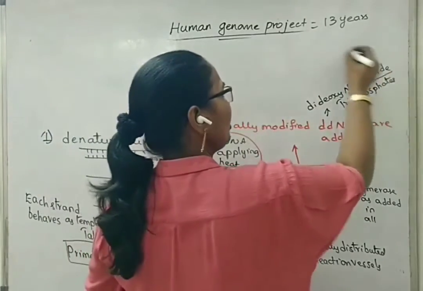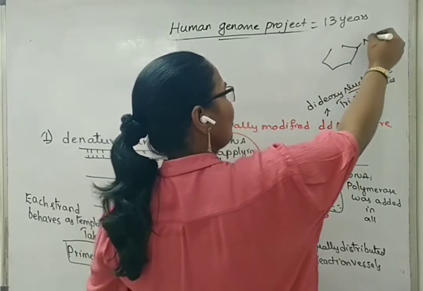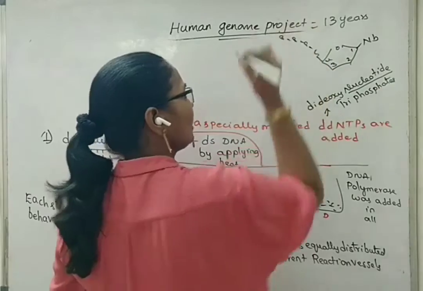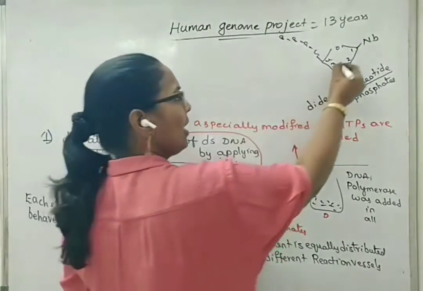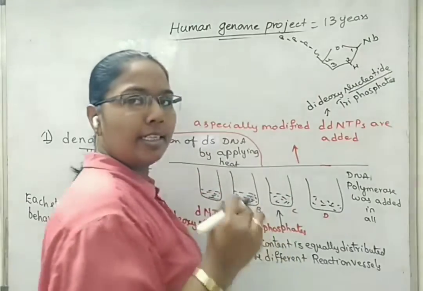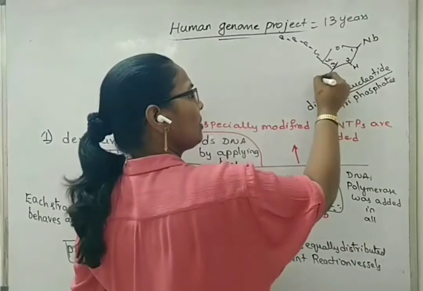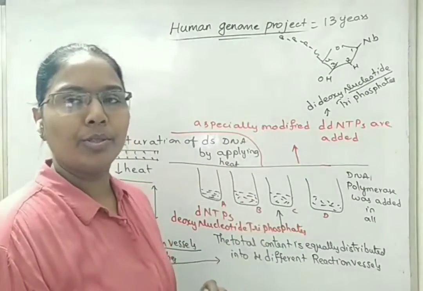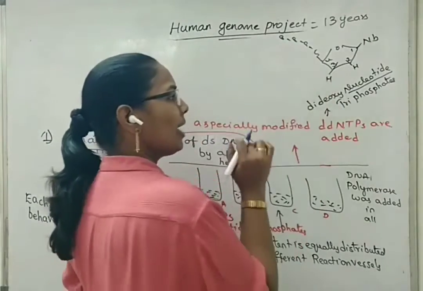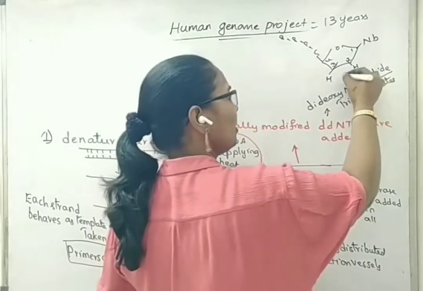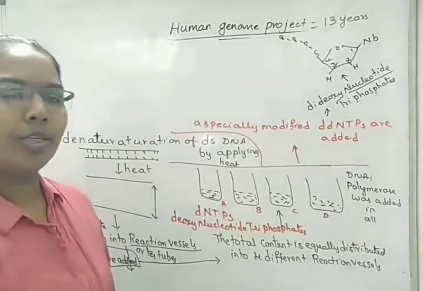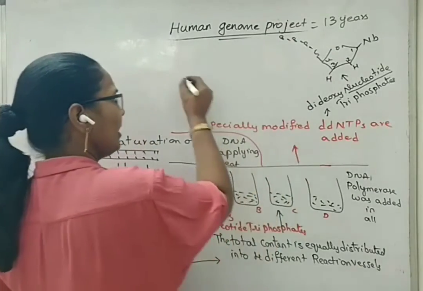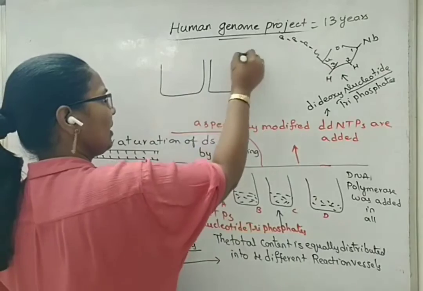We know that a nucleotide has a pentose sugar, a nitrogen base, carbons 1, 2, 3, 4, 5 and phosphates, like this, a nucleotide triphosphate. At the second carbon there is hydrogen for deoxyribose sugar, and at the third carbon there is an OH group. If the OH group is present, it is called a deoxynucleotide triphosphate. If the oxygen is removed and only hydrogen is present, that type of nucleotide is called a dideoxynucleotide. That is specially modified for sequencing. Now ddNTPs are added again to the 4 different test tubes that we have taken here.